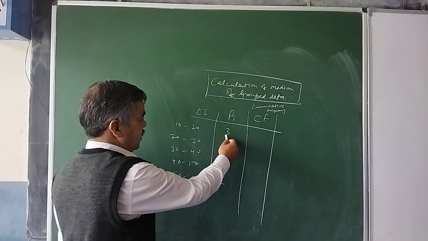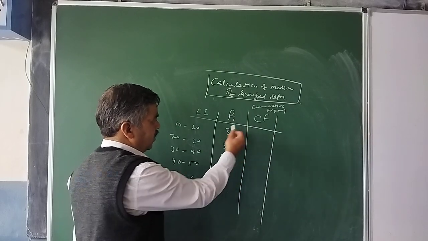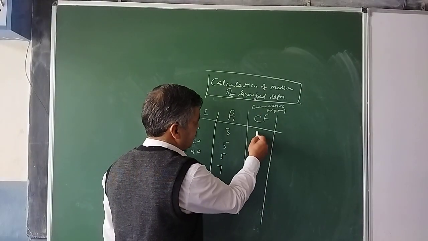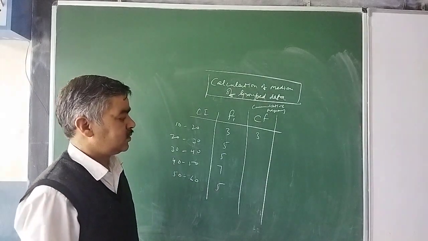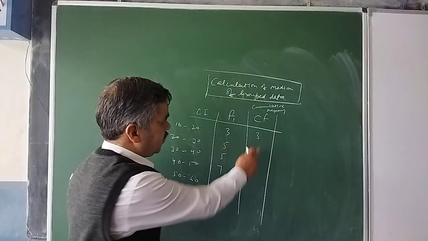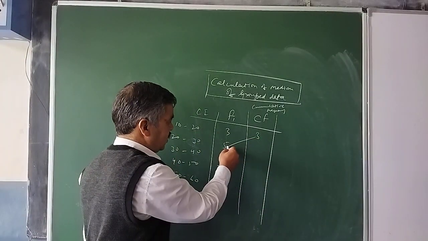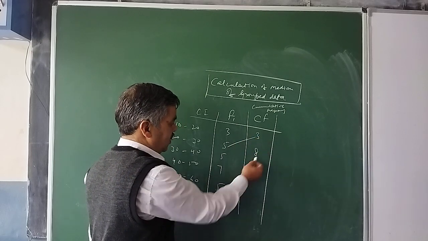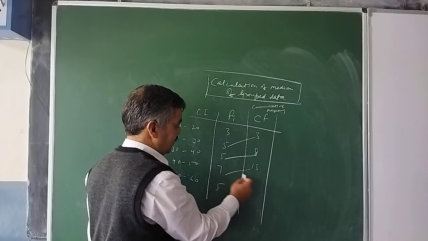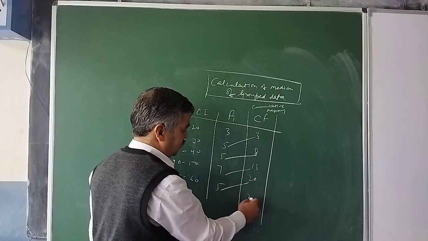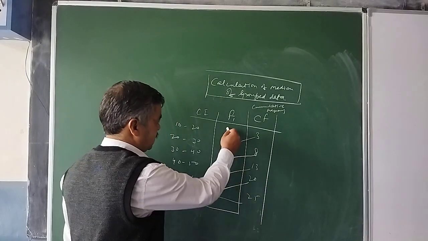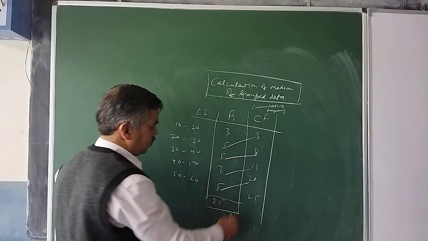So now, from the column of frequency, you can get the cumulative frequencies. How do you do that? In front of the first frequency, write 3. Whatever the frequency is, the same will be the cumulative frequency of the first class interval. For the second, 3 plus 5 is 8. For the third, 8 plus 5 is 13. Then 13 plus 7 is 20, and 20 plus 5 is 25. And then you always check this sum. This will be equal to 25.